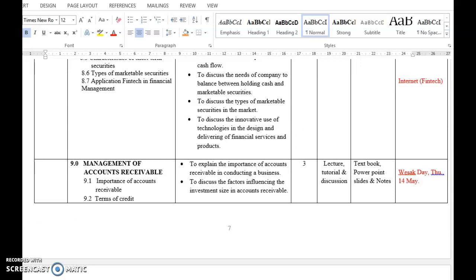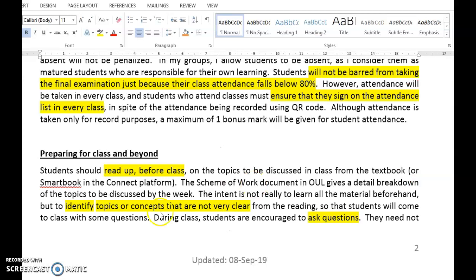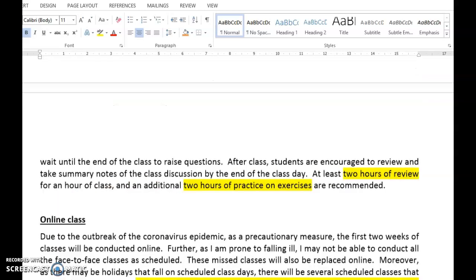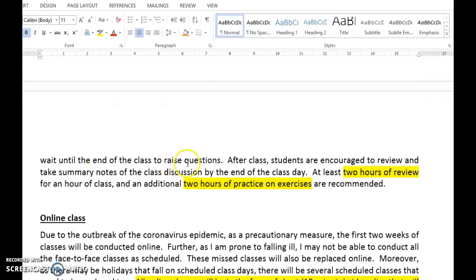Alright, let's go back to the original document. Right, coming back to preparing for class. So they should read ahead before coming to class, and during class, students are encouraged to ask questions. They need not wait until the end of the class to raise questions. They can stop me and ask questions whenever they have a question to ask.